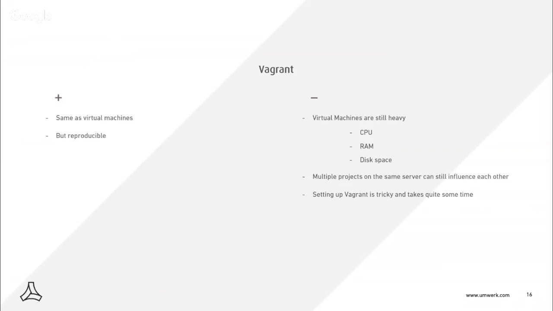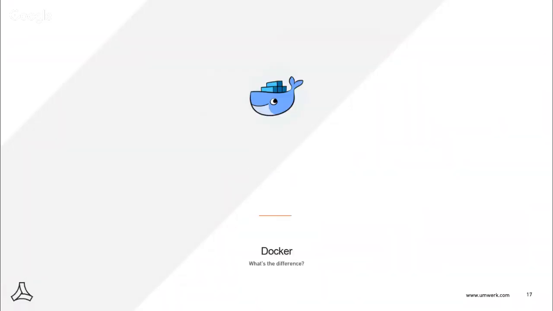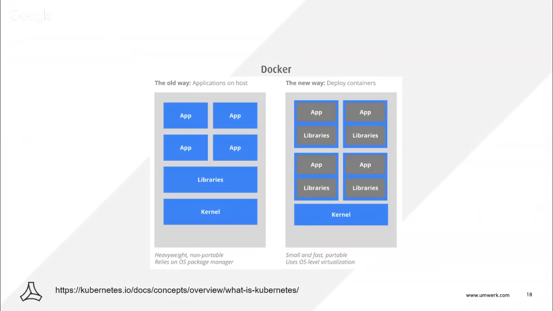So if you want to host multiple projects with different configs on one PC, this is quite tricky. And also setting up Vagrant is quite tricky. So people were looking for an alternative. One thing which we mentioned already now is Docker. The difference between Docker and a normal way of hosting something is basically this. You don't install all the libraries, all the settings on the host machine and all the apps next to each other. You bundle the apps with all the libraries into something called a container.